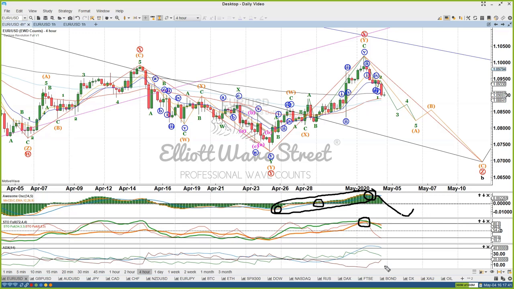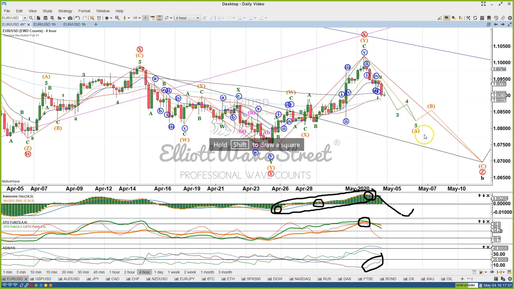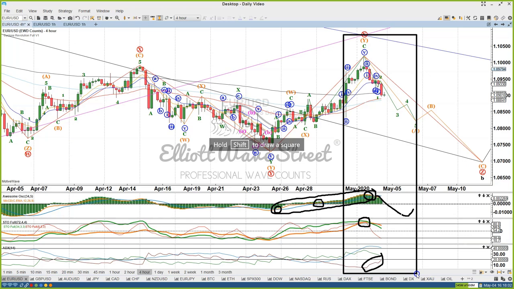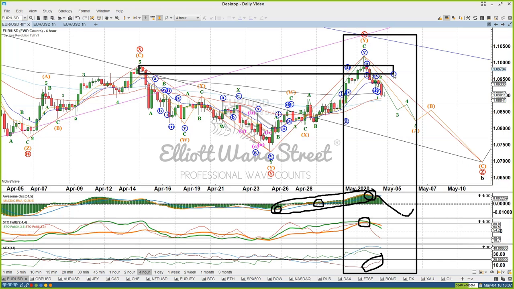So we have the ADX red line, the D minus going up, while the D plus is going down. So that's another confirmation. So what I do with my trading is that I line up all these indicators in order to have the perfect trade. And of course, along with price action, with the wave count, for me, the foundation is the wave count, and then we follow the price.